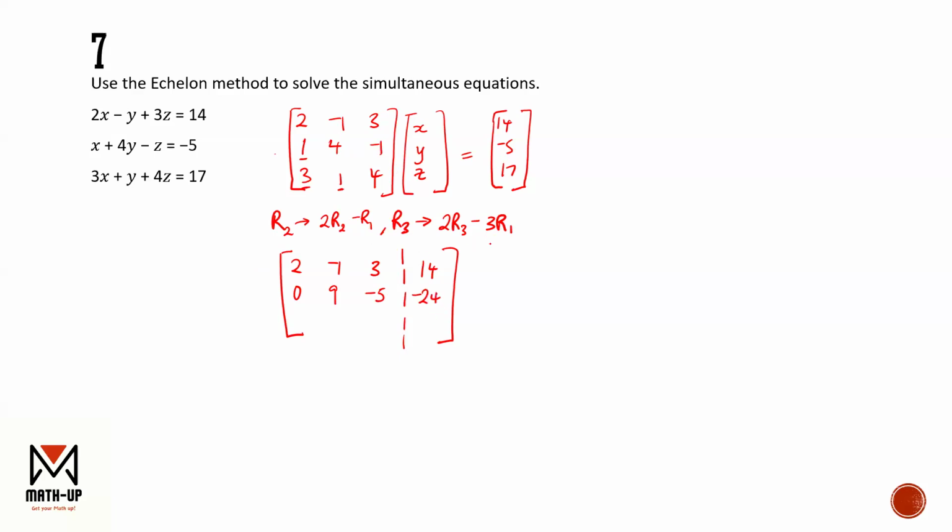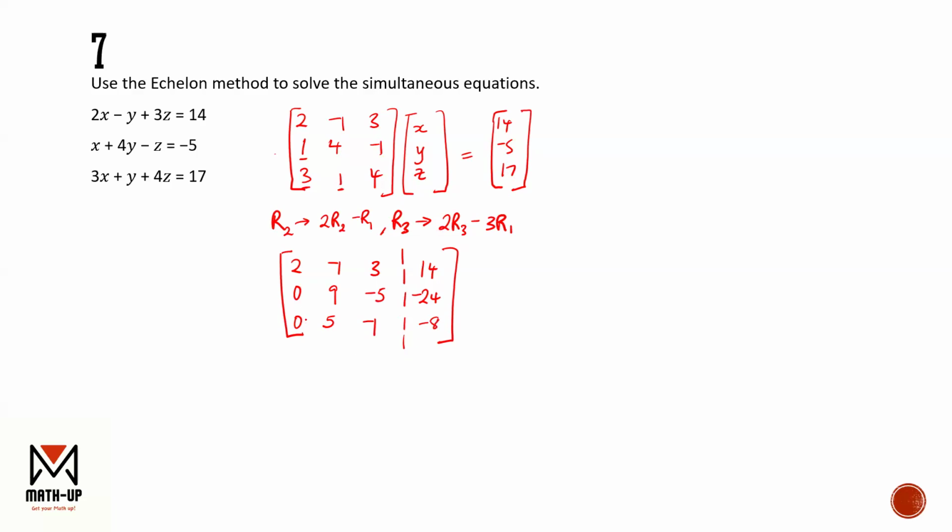So we do a similar thing for the elements in row 3. 2 times 3 is 6 minus 3 times 2. That's going to give us 0. 2 times 1 is 2 minus 3 times minus 1, that's going to give us a 5. And then 2 times 4 is 8, minus 3 times 3, that's 8 minus 9, which is -1. Then 2 times 17, which is 34, minus 3 times 14, which is 42. 34 minus 42, that's going to give us -8.